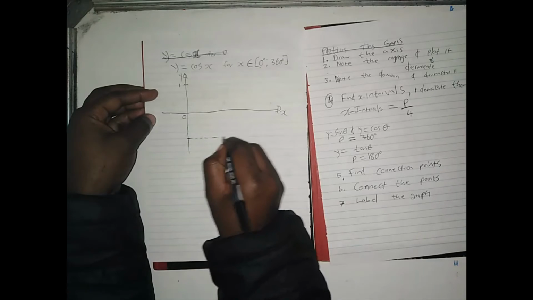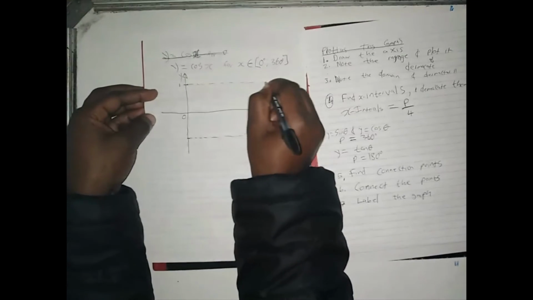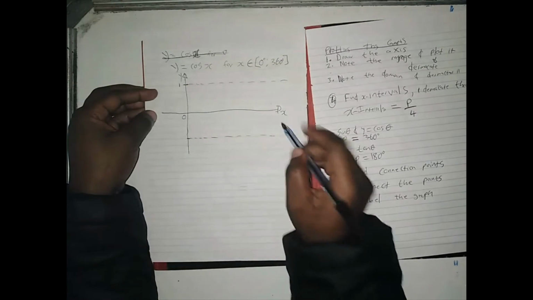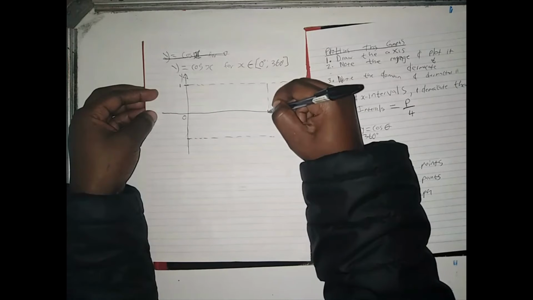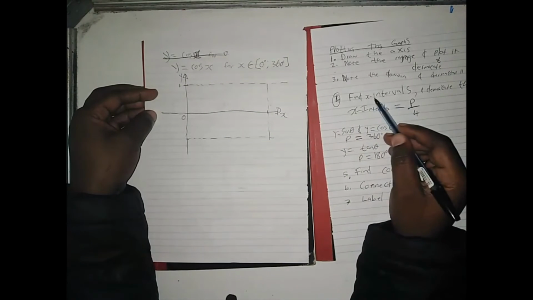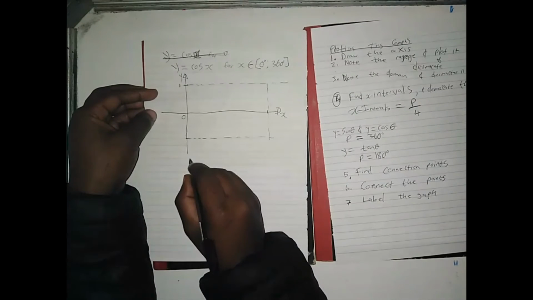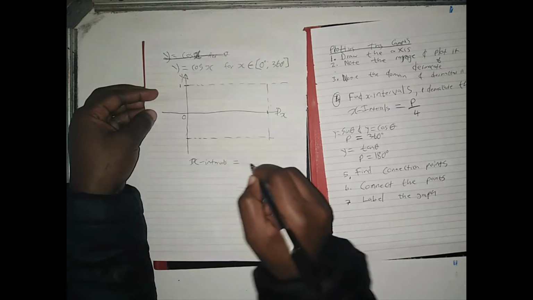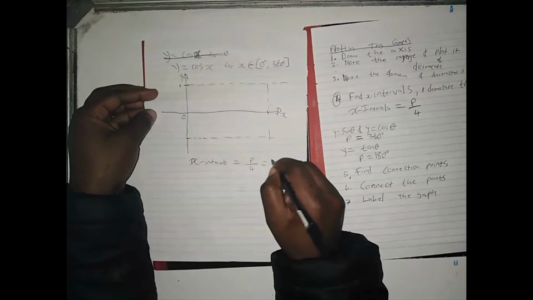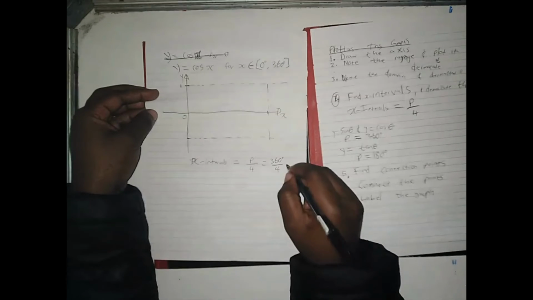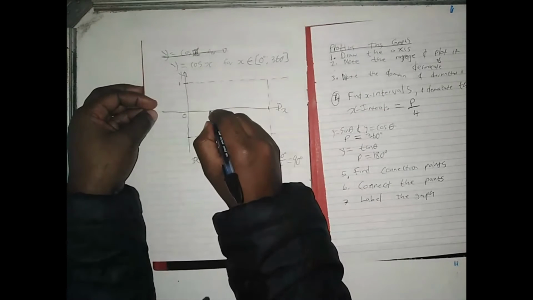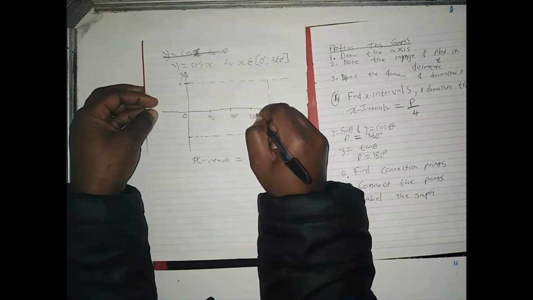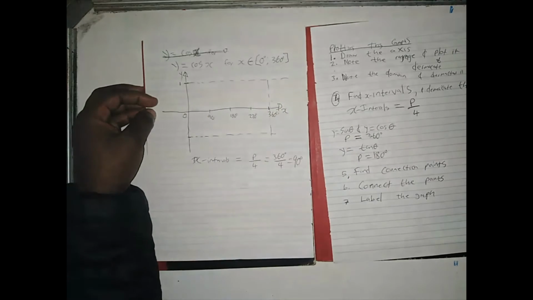And then you need to demarcate it. You note the domain and then demarcate it. Where is the domain? 0 and 360. There is 0, and 360 is somewhere here. Next, find x intervals. x intervals is equal to period over 4, which is equal to 360 degrees over 4, which is equal to 90 degrees. So from here to here it's 90 degrees, then this is 180 degrees, then 270 degrees, and the last one is 360 degrees.